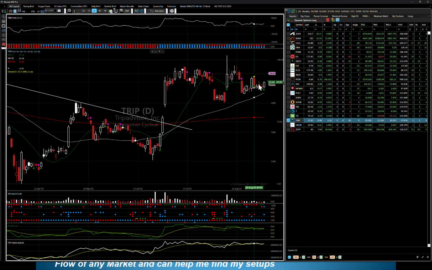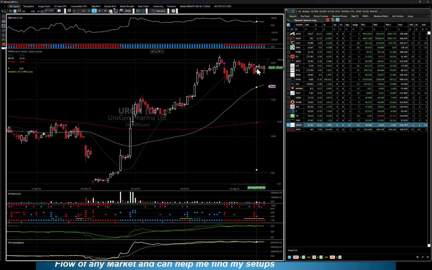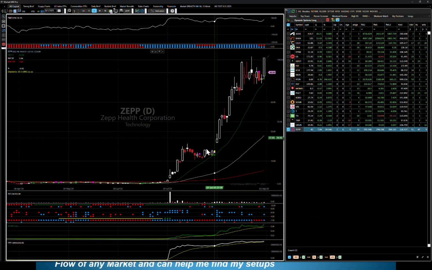Trip, pulling back here, up right above the 50. Eurogen, basing here. But even though it's basing, we flipped the OBV and the daily relative strength today. So maybe it's getting ready to move. Then ZEP, big run up, pull back. I think it's an online VBC support company or something.